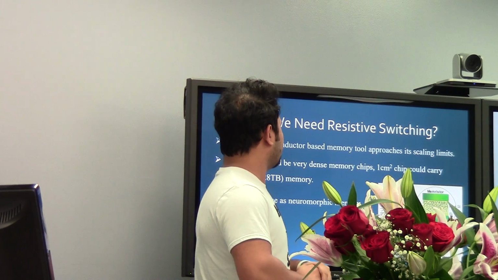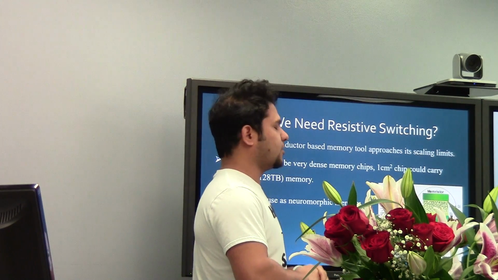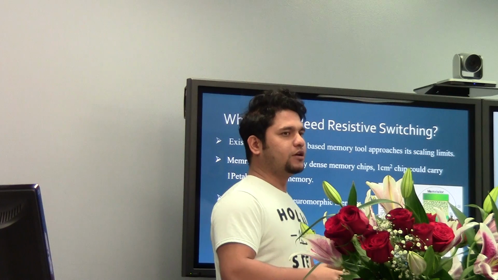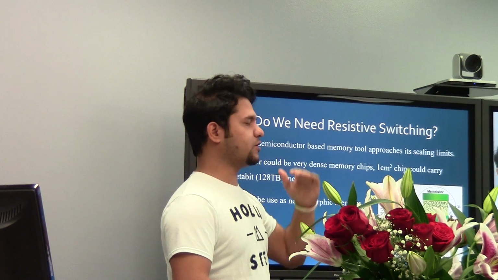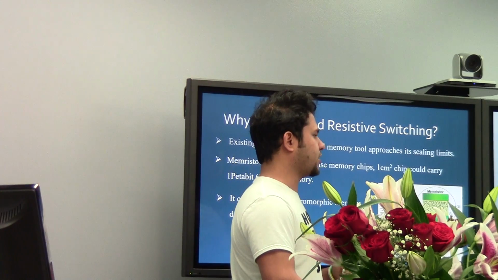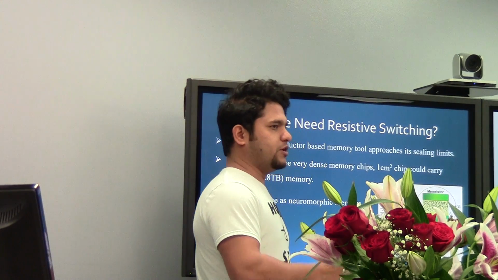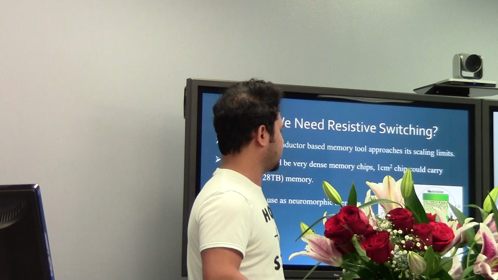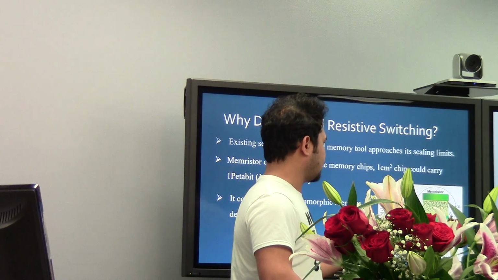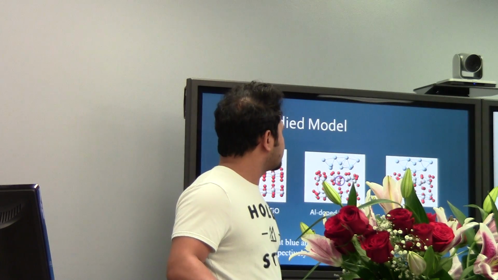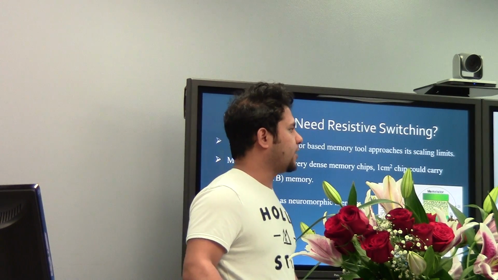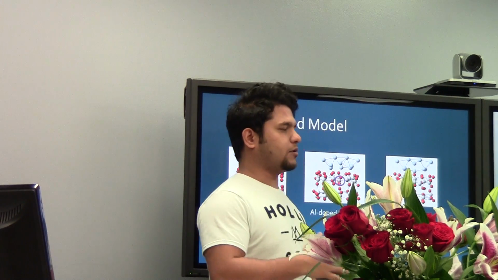In one sentence, recent semiconductor-based technology is almost at the theoretical limit. After that, we need new mechanisms. So this would be a replacement for these devices, and it can be used for things like neuromorphic device designs.